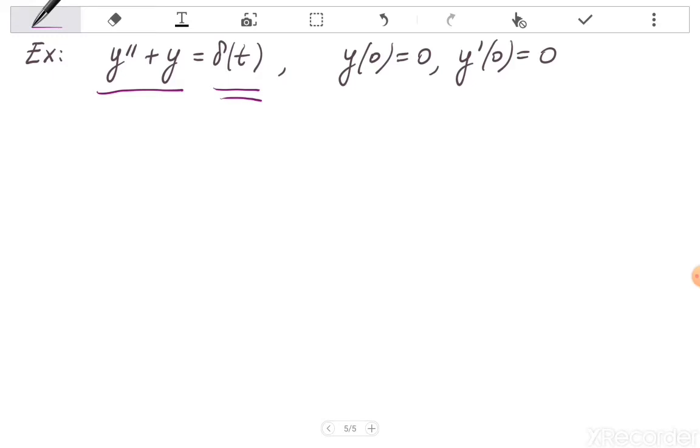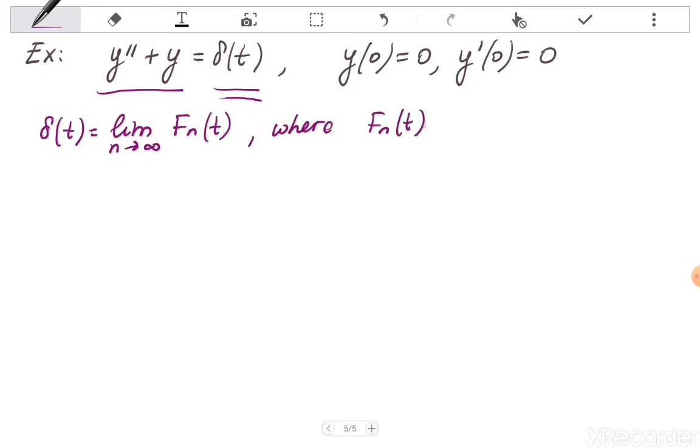So in fact this is just a symbolic problem. It doesn't have any sense. Let's make sense of this problem. And to do this, let's come back to the definition of the Dirac delta function. As you remember, the Dirac delta function was introduced as a limit, as n approaches infinity, of these functions fn of t, where the function fn is just n when t is between 0 and 1 over n and is 0 otherwise.